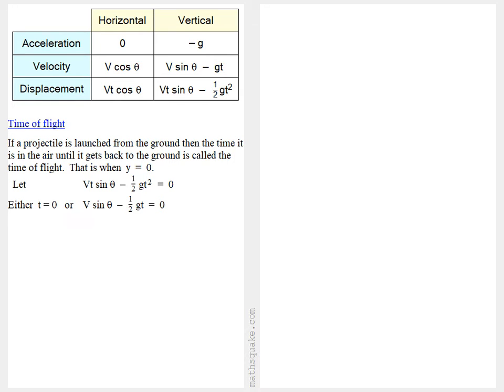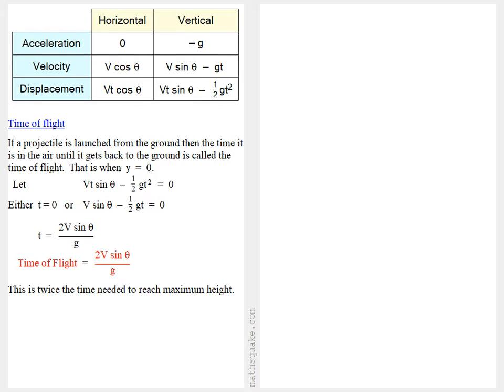Now that means either t is 0, or we can divide by t and get v sine theta minus a half gt is equal to 0. And that can be rearranged as t is equal to 2v sine theta over g. And this is the time the particle is in the air. So the time of flight is 2v sine theta over g, which is twice the time needed to reach the maximum height.